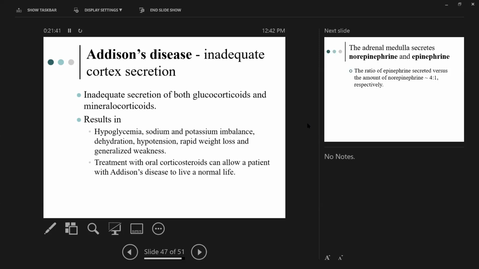Was that part of the reason why he had a lot of back issues? Yeah. Or was that something else? No, that was largely due to his Addison's disease.